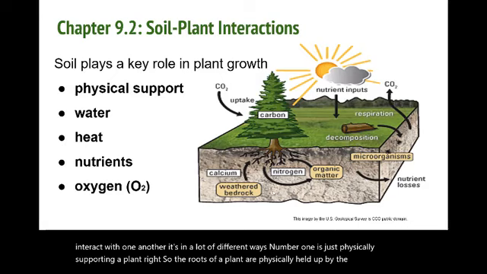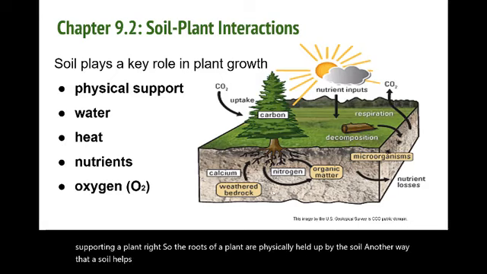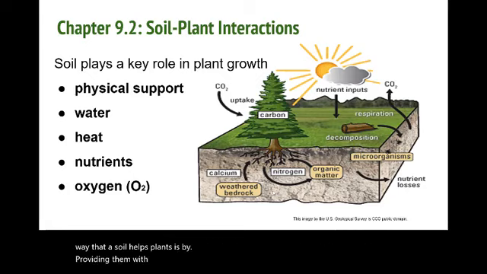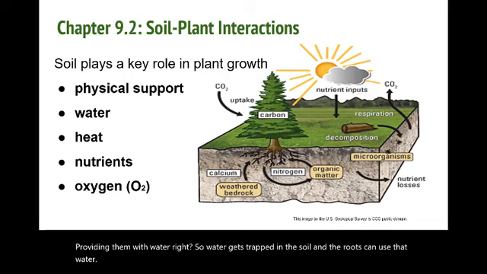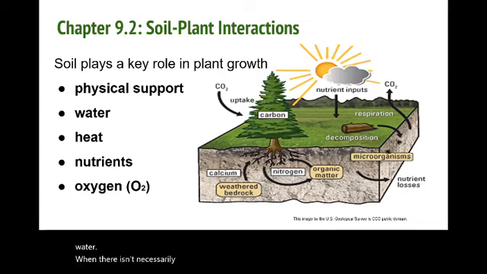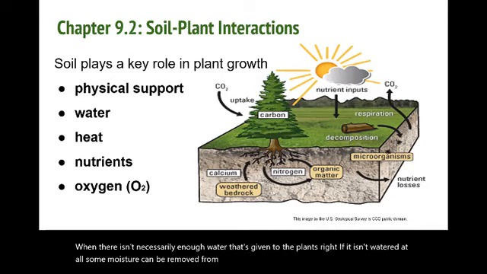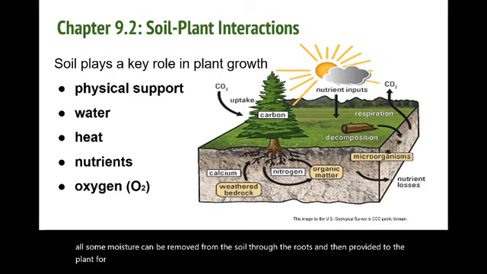Another way that a soil helps plants is by providing them with water, right? So water gets trapped in the soil, and the roots can use that water when there isn't necessarily enough water that's given to the plants, right? If it isn't watered at all, some moisture can be removed from the soil through the roots and then provided to the plant for photosynthesis. Soil also helps give plants heat, right? So they can generate heat from the soil and use that as well.